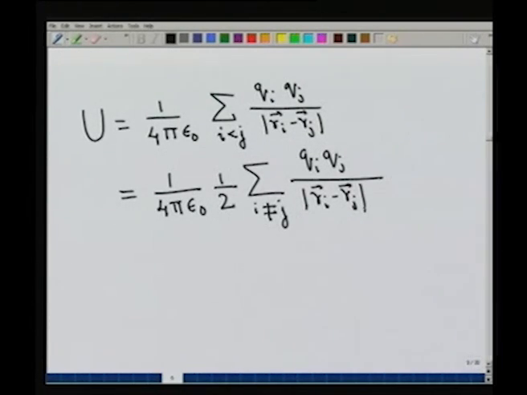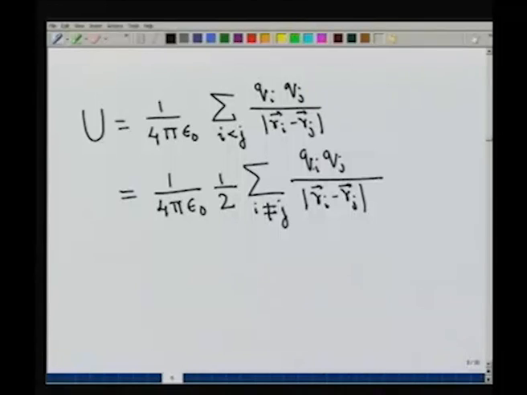So here we are asking the question as to how much work we are going to do in order to, what? Bring in and assemble n charges at points R1, R2, R3, etc. Rn. That is the question that we are asking, and we have got this expression. This is the total energy of the system.